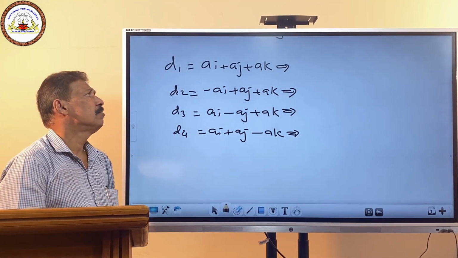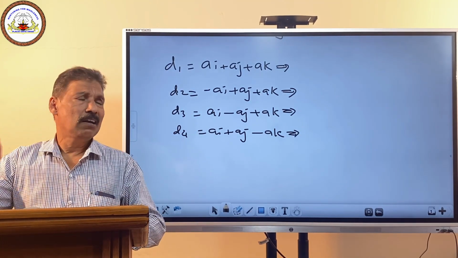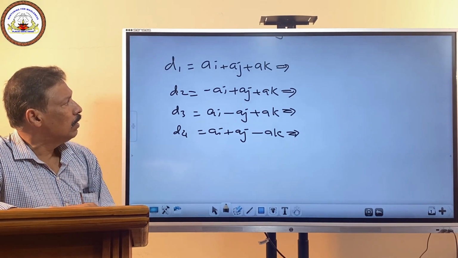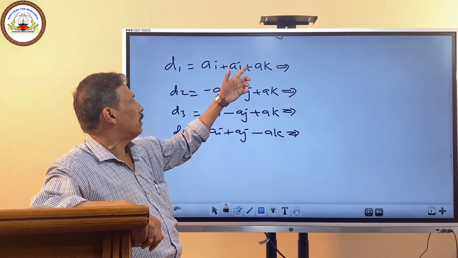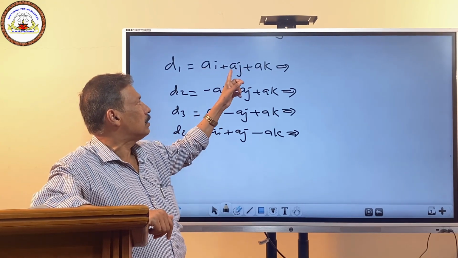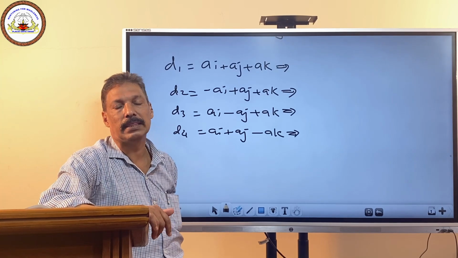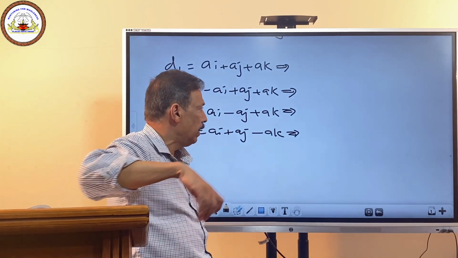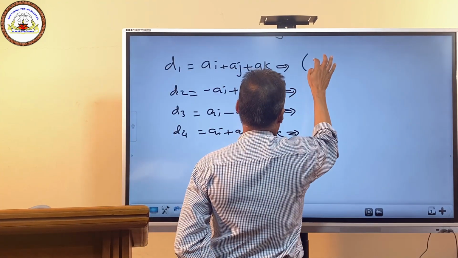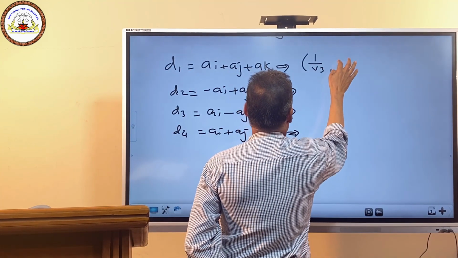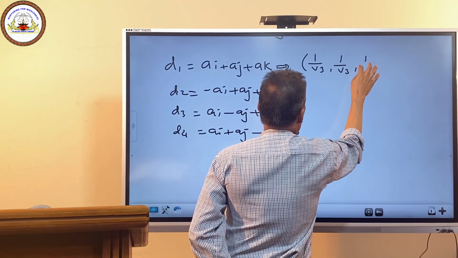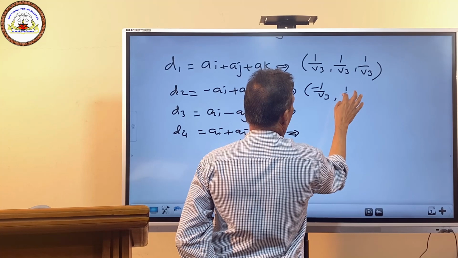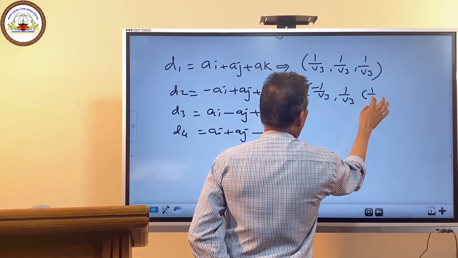Then for simply solving, you can take the direction cosines of the four diagonals. The first one, the modulus of the first vector is equal to root of a square plus a square plus a square, root of 3a square, that is root 3a, divided by root 3a. The direction cosines are 1 by root 3, 1 by root 3, 1 by root 3. Then here minus 1 by root 3, 1 by root 3, 1 by root 3.